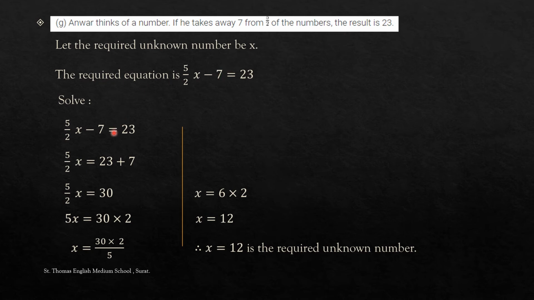Now write the question once again. Now this is minus 7. If it goes here, it becomes plus 7. 5 by 2 x is equal to 23 plus 7. 23 plus 7, that is 30. Now this is divided by 2. If it goes here, it becomes multiplication. So 5x is equal to 30 multiplied by 2. Now this is a multiplication. If it comes here, it becomes division. x is equal to 30 multiplied by 2 divided by 5. Now we can cut here: 5 ones are 5 and here 5 sixes are 30. What is the value of x? x is equal to 6 multiplied by 2, that is 12. Therefore, x is equal to 12 is the required unknown number.